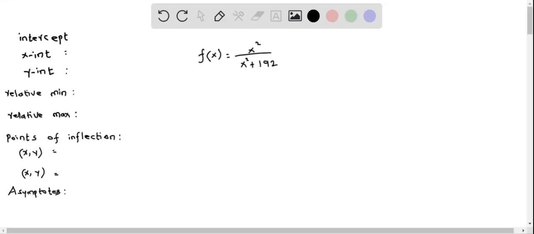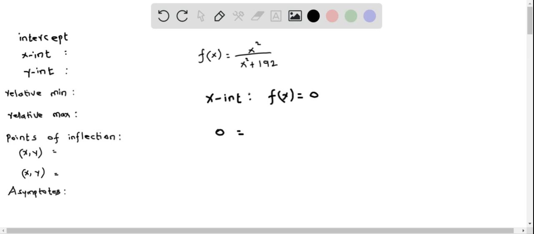We now analyze the function f of x equals x squared over x squared plus 192 and sketch its graph. So first we are going to determine the intercept. So let's determine the x-intercept. We determine the x-intercept by replacing f of x with 0 and solving for x.